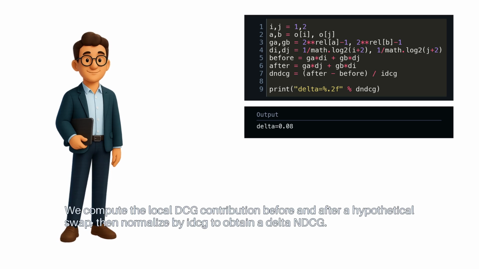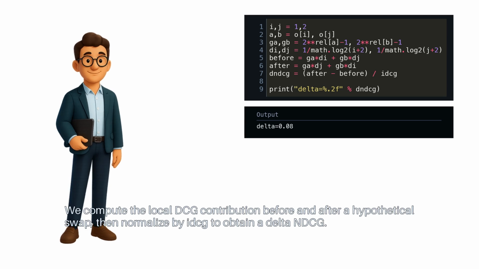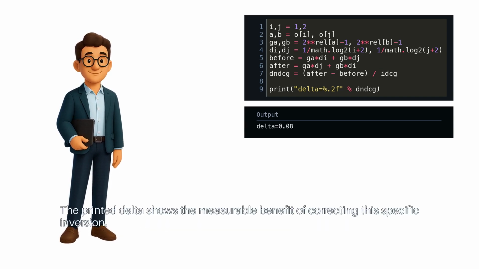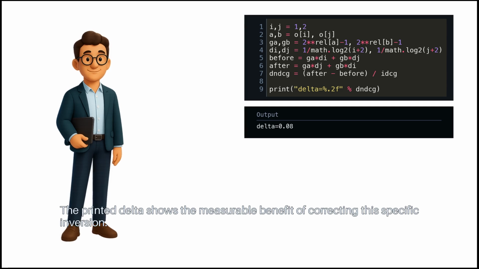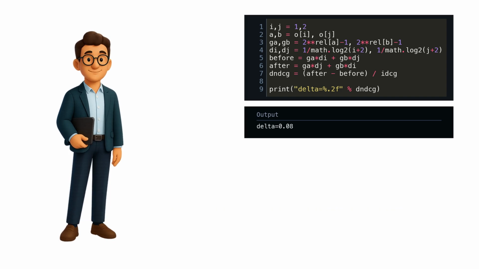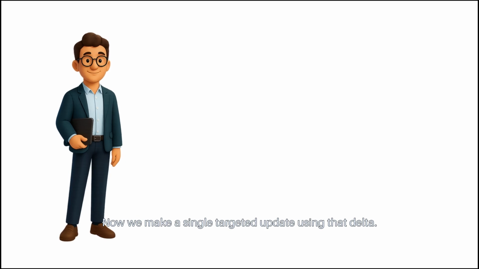We compute the local DCG contribution before and after a hypothetical swap, and normalize by IDCG to obtain a delta NDCG. This gives a precise impact estimate for fixing that pair. The printed delta shows the measurable benefit of correcting this specific inversion. Now we make a single targeted update using that delta.